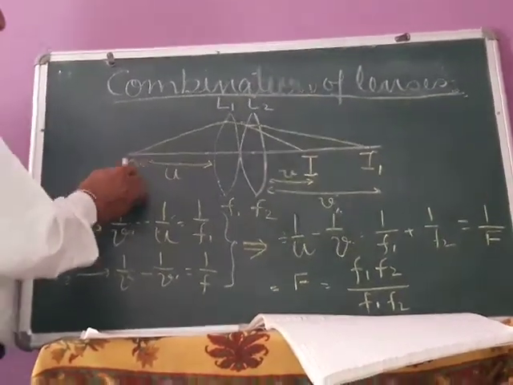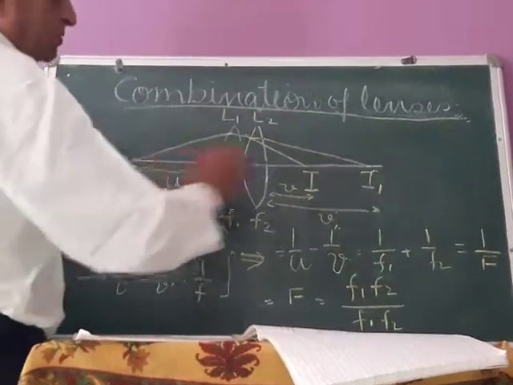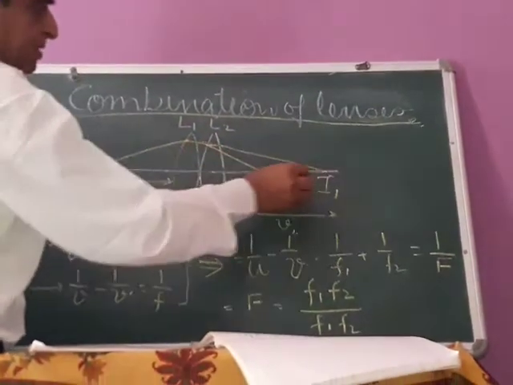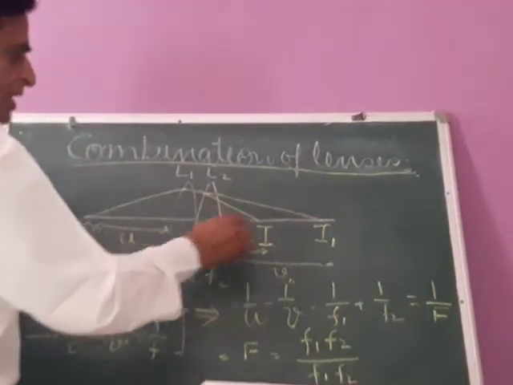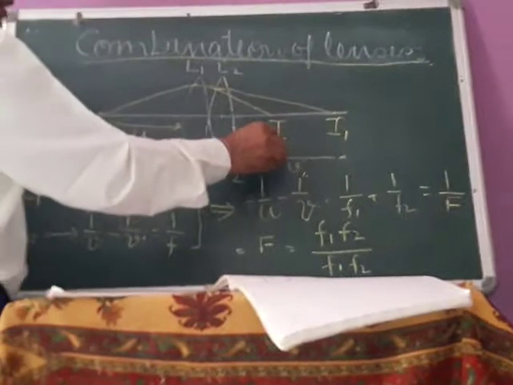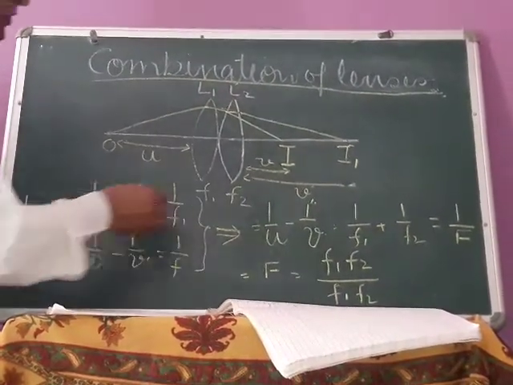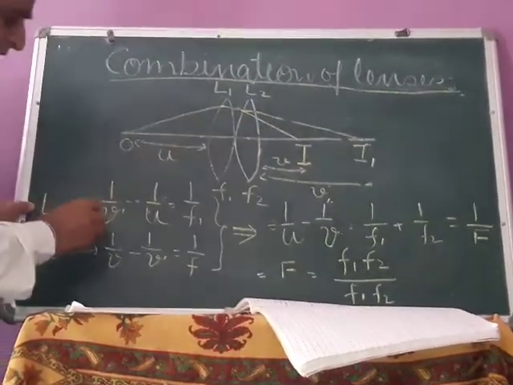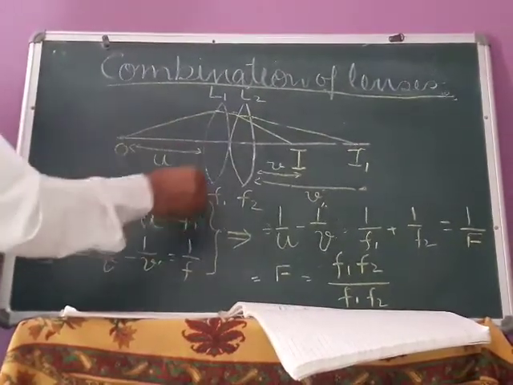O is the object. For the first lens, I is the image of O. If the second lens had not been there, O would have its image at I, and when the second lens is put in place, this I1 is used. I1 will act as a virtual image for the second lens, and we have the final image at I here. For the first lens, the distance of this is V1, the intermediate value. 1 upon V1 minus 1 upon U, the distance of this U, is equal to 1 upon F1, the focal length of L1.